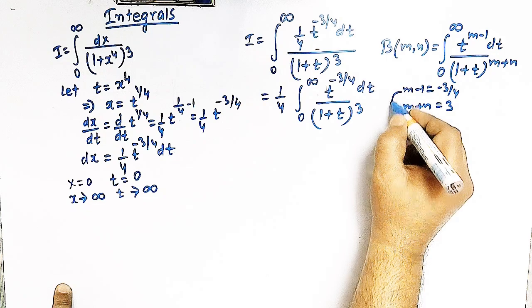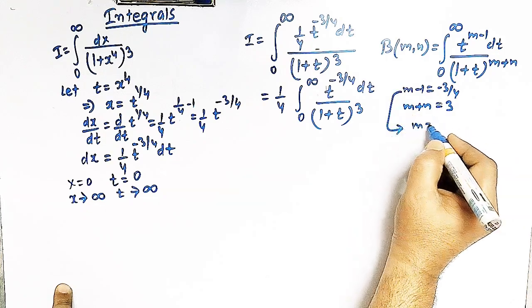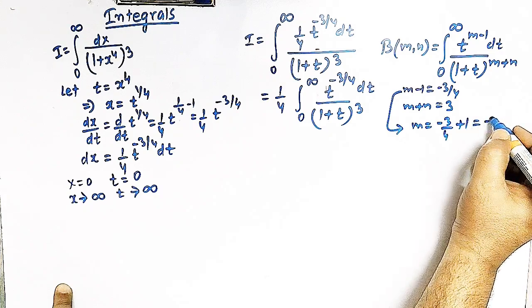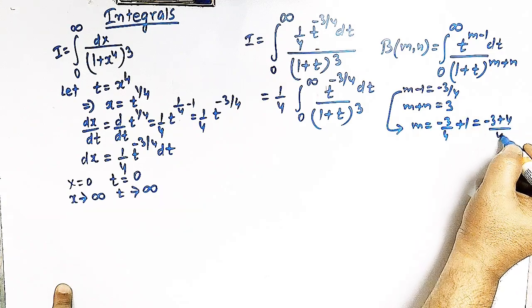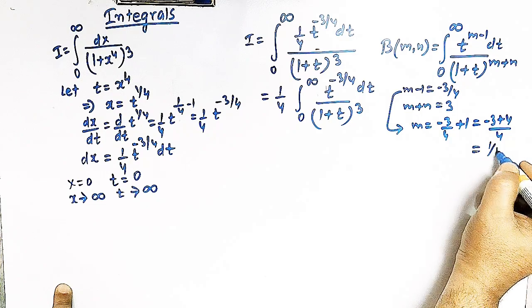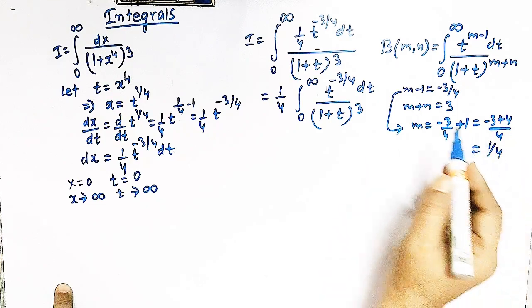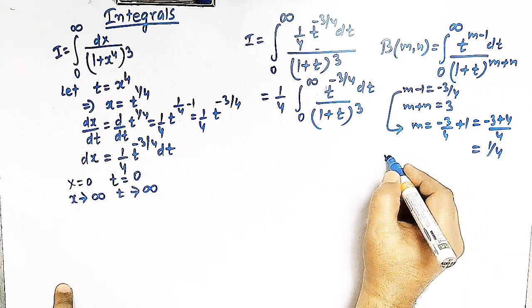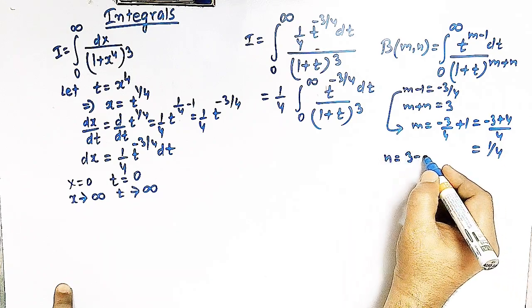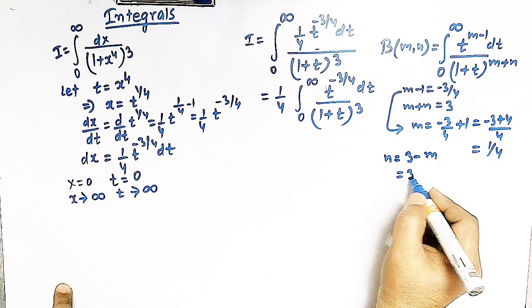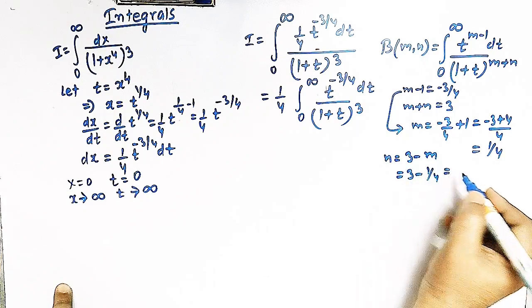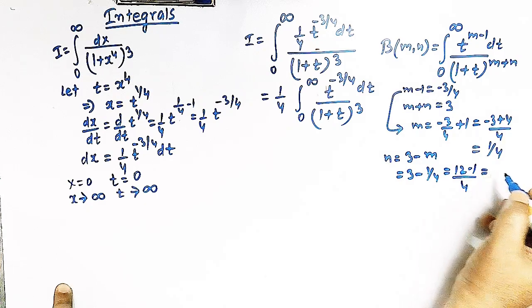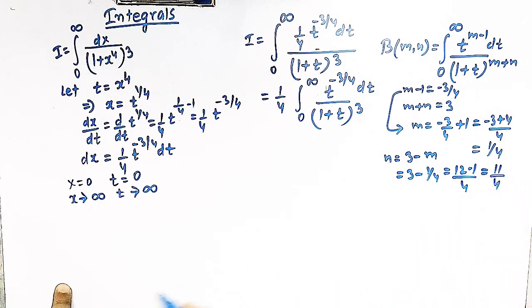So from this equation, we have m is equal to minus 3 over 4 plus 1, that is minus 3 plus 4 over 4, that is 1 over 4. Now taking m is equal to 1 over 4 in this equation, we have n is equal to 3 minus m, and here we have 3 minus 1 over 4, that is 12 minus 1 over 4, that is 11 over 4, right?